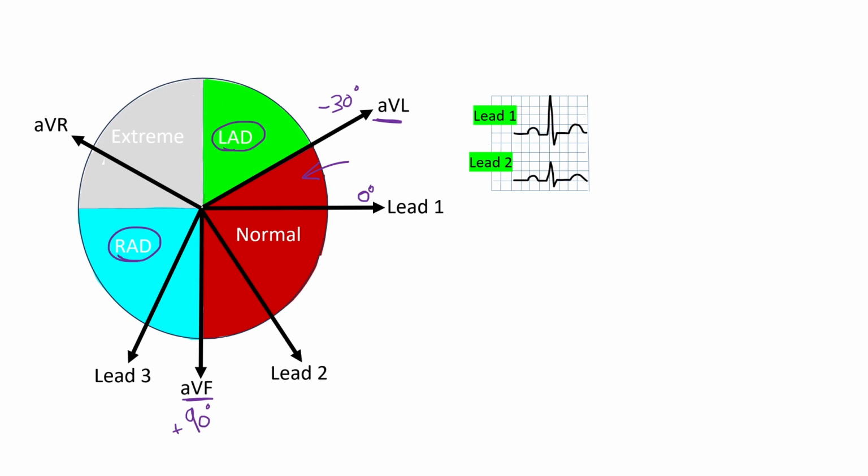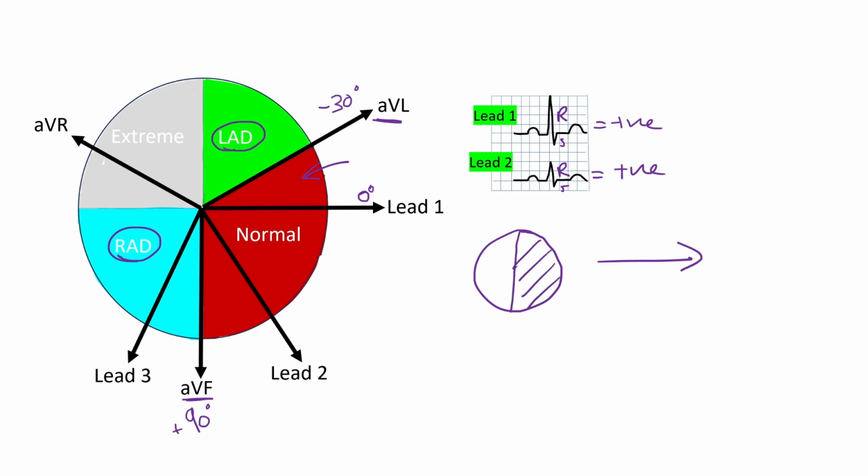Now let's begin the example. So in lead 1 we can see that the R wave is greater than the S wave, so therefore it's positive. Lead 2, the R wave is also greater than the S wave, so it's positive. So let's draw our circle. Now as we can see, lead 1 points this way. Since it's positive, we shade the same half of the circle. Lead 2 is positive. Lead 2 points this way, so therefore we shade the same half of the circle too. So we'll shade this side.